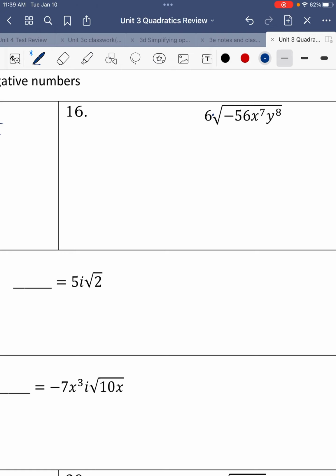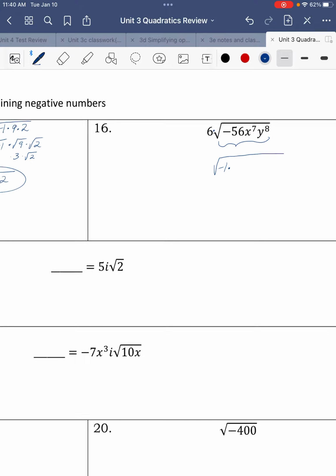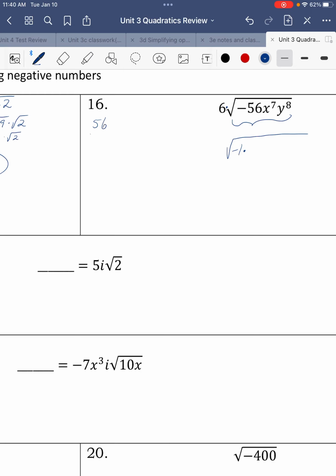Number 16. So this is a multiplication on the outside, 6 times. I'm going to look at what's underneath the square root. We have the square root of negative 1, 56. Does 56 divide by 4? Yes, it does. 56 divided by 4, what is that, 14? 4 times 14. If I take the square root of 4, that's 2. Square root of 14, there is not a perfect square that I can divide out of that. So that tells me 4 and 14, and 4 is the biggest perfect square.